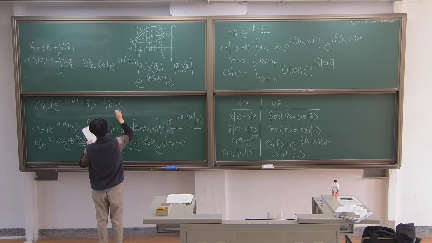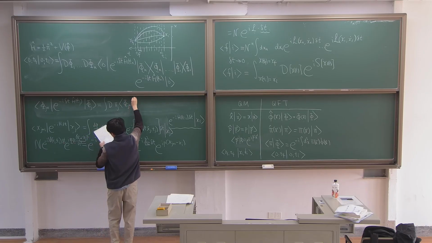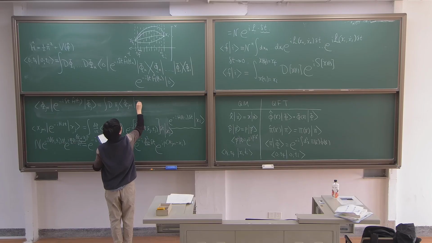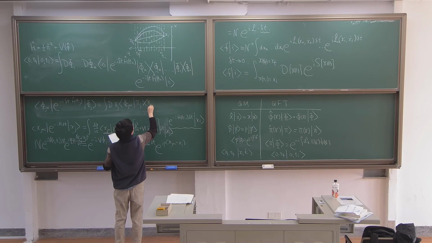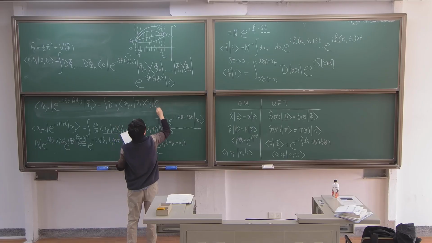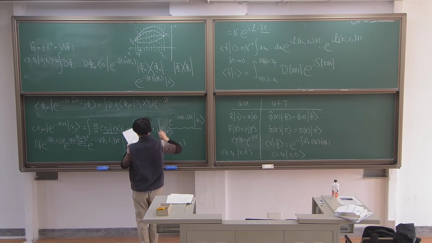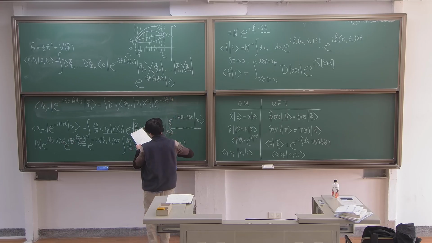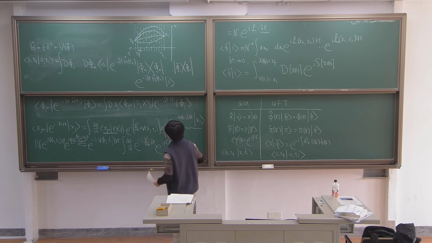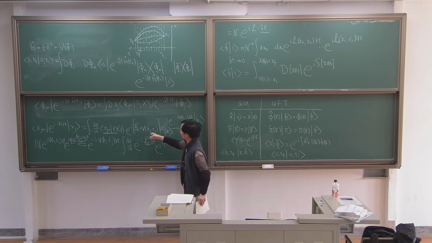Once more, you insert this complete set of the pi states. Then what you get is pi j, and e to the minus i delta t, and h, right? And h acts on this phi j. Then, as we did here, you write h explicitly in terms of pi squared plus v. Then everything will be the same.